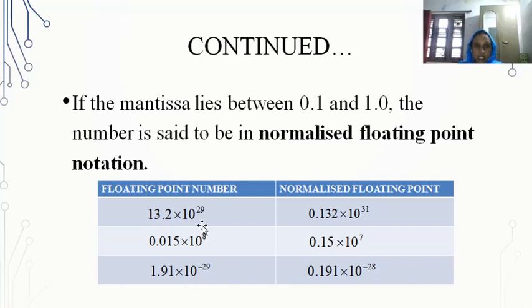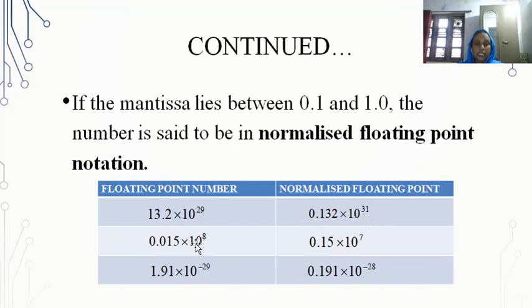So, we can see here 13.2 into 10 raised to 29. Here the mantissa is greater than 1. So, this is not in the normalized form. But if we write this as 0.132 into 10 raised to 31, this is called normalized floating point representation.